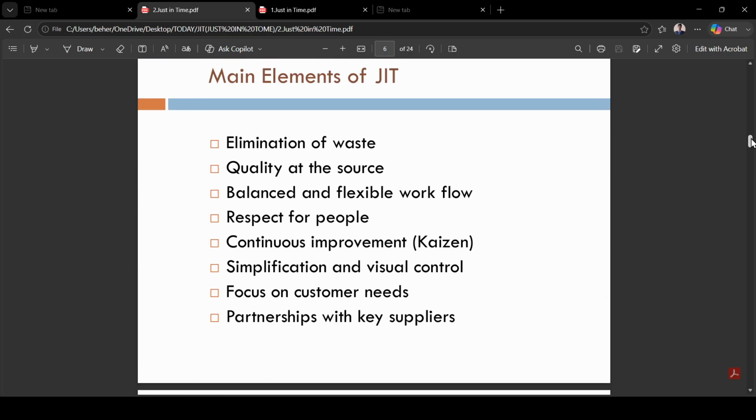The main elements of JIT: elimination of waste, quality at the source, balanced and flexible workflow, respect for people, continual improvement or Kaizen, simplification and visual control, focus on customer needs, and partnership with key suppliers.